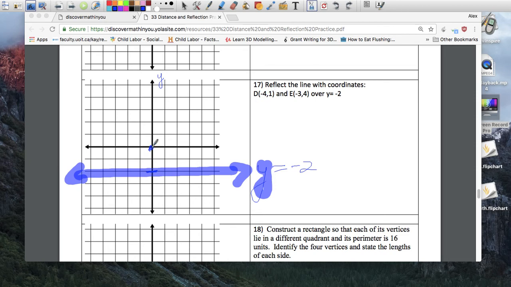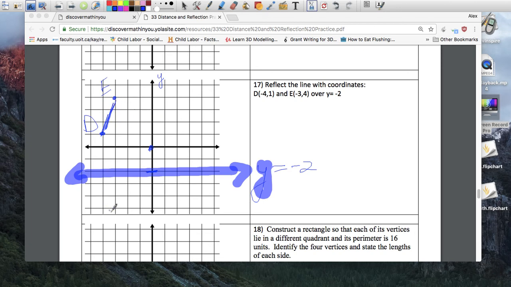Point D is -4 and 1, so from the origin, -4, 1, 2, 3, 4, and 1 up. And then point E is -3, 1, 2, 3, and 4 up. 1, 2, 3, 4. So this one is a line, not a triangle or a quadrant, it's just a line. A line requires 2 points, and that's what I have.